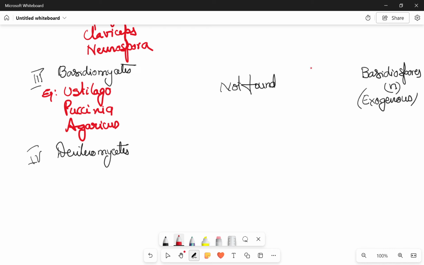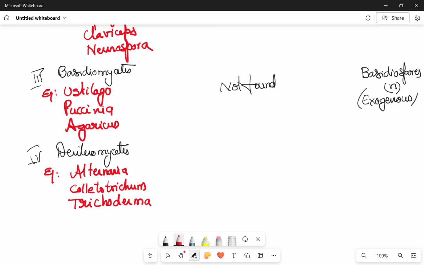Examples: Alternaria, Trichoderma. These are all the examples from NCERT. There are many other examples also, but we are following NCERT. In NCERT, both Oomycetes and Zygomycetes examples are given under Phycomycetes only. They haven't divided them, but there is a chance of a question coming on Oomycetes, the oospore, the sexual spore. That's why I added that also.